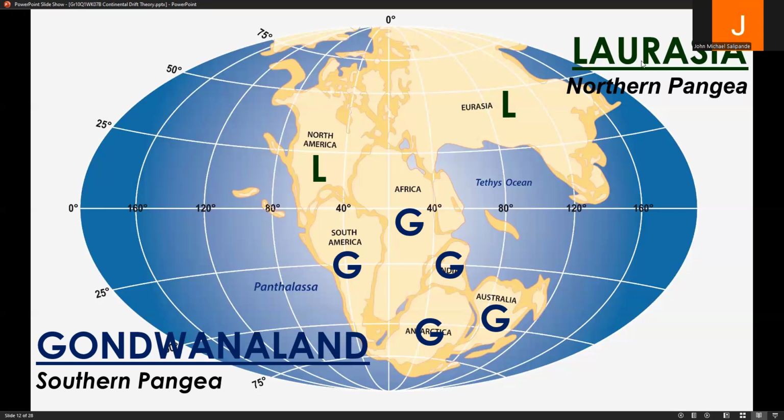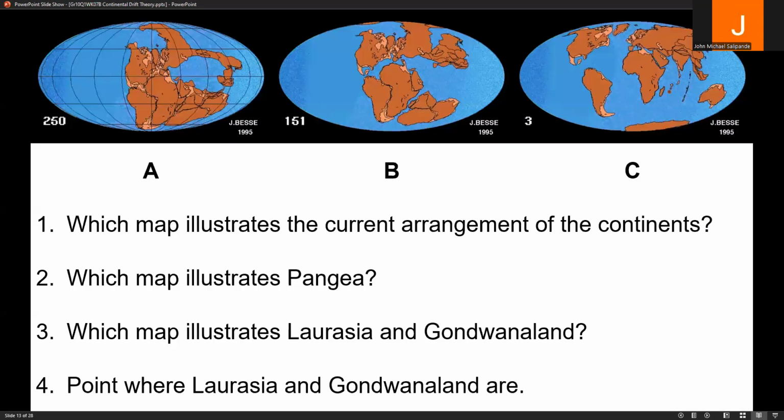No need to memorize which continents were originally part of which subcontinent, because it will be irrelevant for you. Okay? But what you need to know is the evolution of Pangaea to Laurasia and Gondwanaland to the seven continents that we have today. So you see three maps on the screen, A, B, and C. So let's start with question number one.